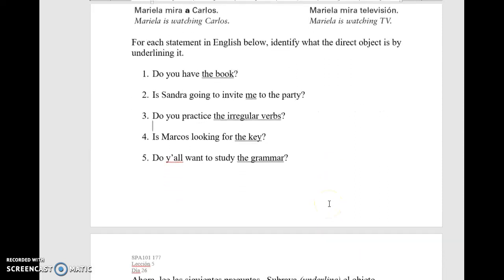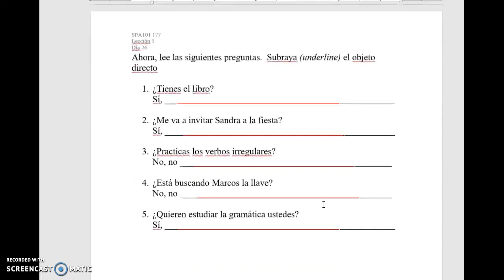Okay? Now, the same kind of thing is going to happen in Spanish. Okay? Tienes el libro. Ask yourself, ¿qué tienes? What do you have? El libro. Me va a invitar Sandra a la fiesta. So, who is Sandra going to invite to the party? Me, a mí.